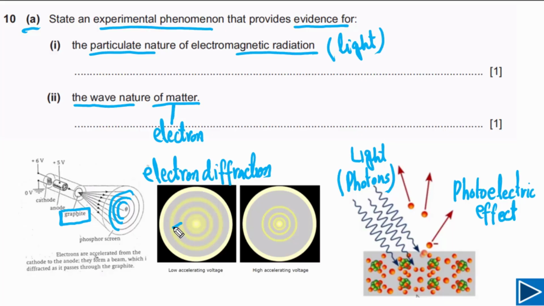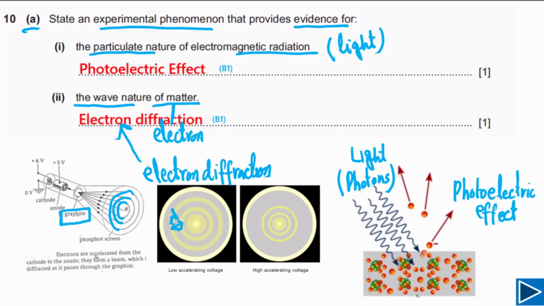If you look at the gap between two consecutive circles, that is equal to lambda, meaning that is the effective wavelength of the electron. We can also calculate it if we have the information. So for the second one, here we can simply write down electron diffraction. This question has 2 marks. If you have written these 2 points, you will get 2 marks.